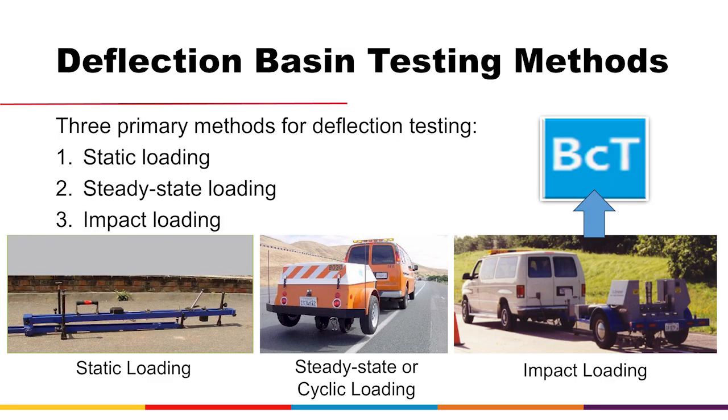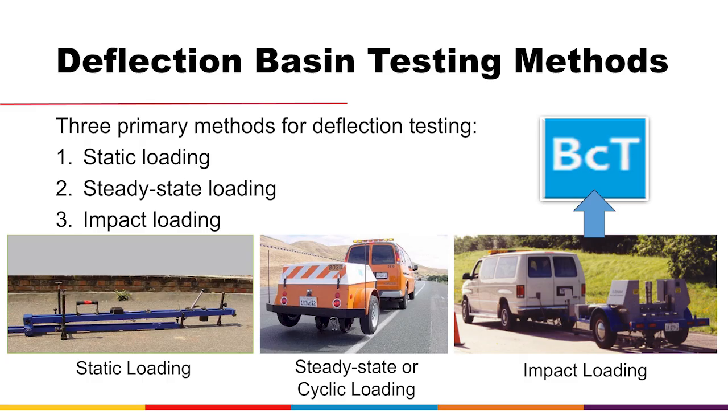In general, there are 3 primary methods for conducting deflection testing that are listed on this visual aid: static loading, steady-state loading, and impact loading. The most common device used for the static loading method is referred to as the Benkelman beam. The Benkelman beam device is based on lever arm principles, where the tip of the device is placed between the dual tires of a single axle loaded to 80 kilonewtons, which is 18,000 pounds, and the tires are inflated to 480 to 550 kilopascals, which is 70 to 80 pounds per square inch.